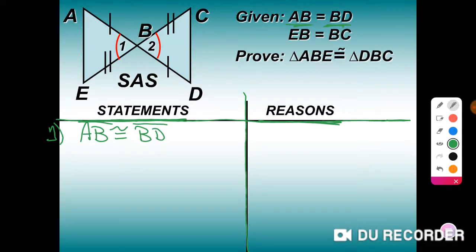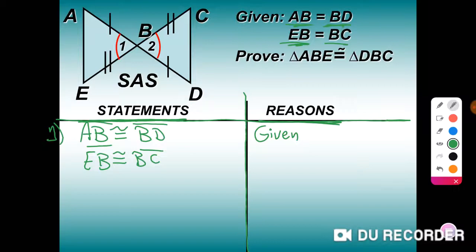Okay, and why did you say so? What is the reason for saying this? Because it's given information, okay? And EB is congruent to BC. Okay, let's write it, EB is congruent to BC. And what is the reason? Of course, it's given, okay?